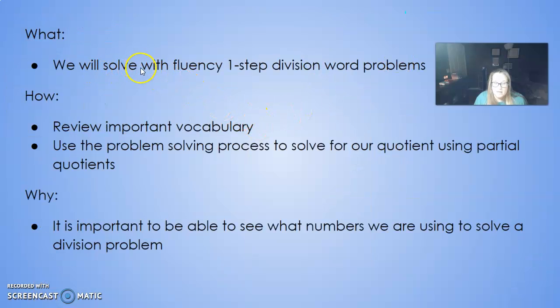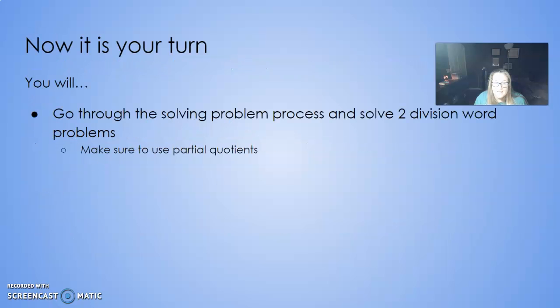Today we talked about how to solve with fluency one-step division word problems. We reviewed important vocabulary. We used the problem-solving process to solve for our quotient using partial quotients. And we did this because it's important to be able to see what numbers we are using to solve a division problem. Now it's going to be your turn. You're going to do the same exact thing. There are going to be 2 word problems, and I want you to make sure you go through the entire problem-solving process and that you're using partial quotients to solve.